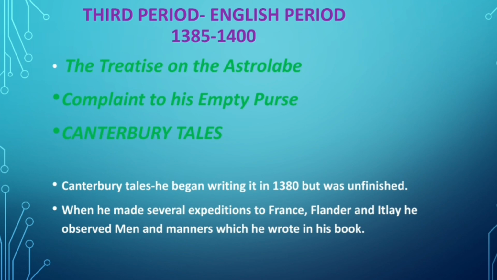Now, the third period, the English period, is 1385 to 1400. In this there are three important works, but the most important is the Canterbury Tales. We know that the Canterbury Tales is his most important work, which is again an unfinished task. This period has the Treatise on the Astrolabe, Complaint to his Empty Purse and Canterbury Tales. If you are asked which period a particular text belongs to, you should know that if it is Romaunt of the Rose or Troilus and Cressida, which period they fall in. The Canterbury Tales was started in 1380 but is not finished.